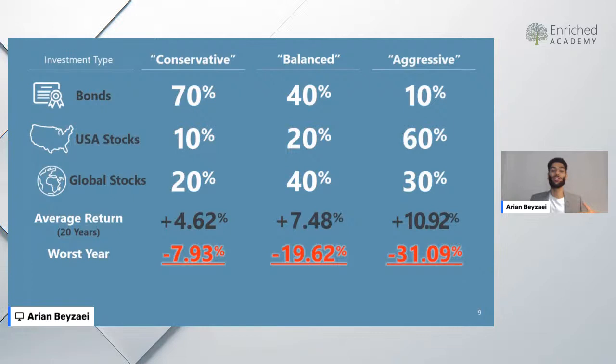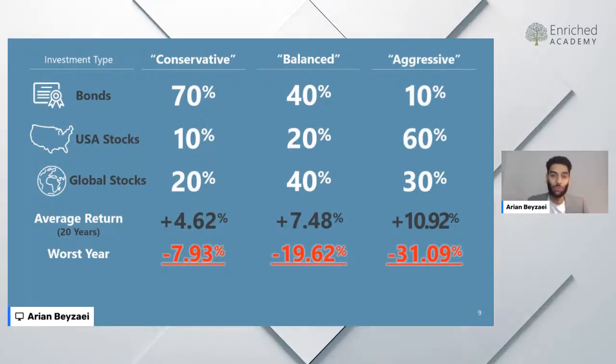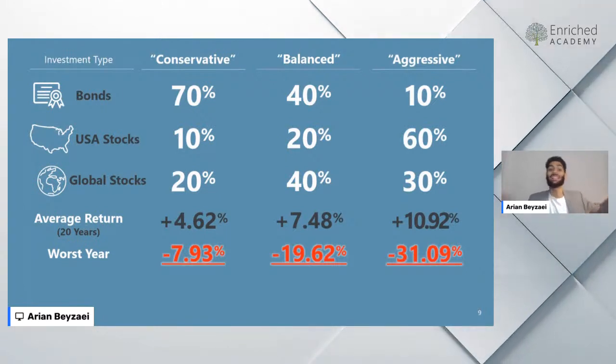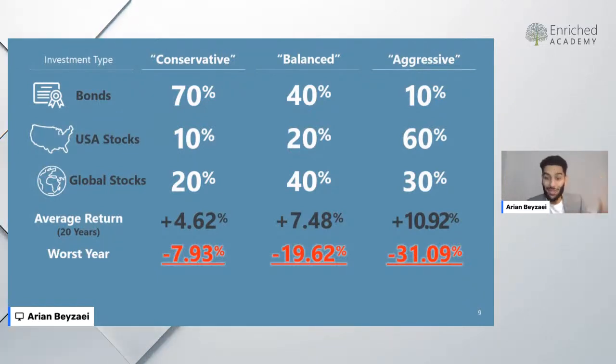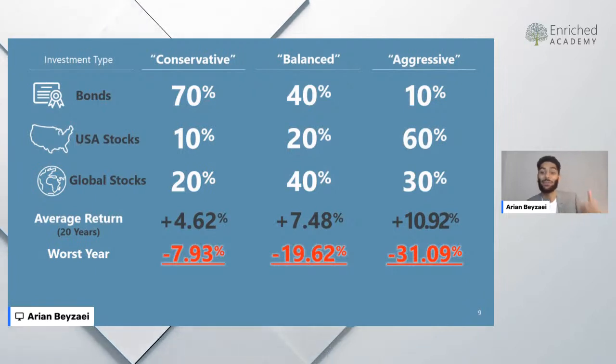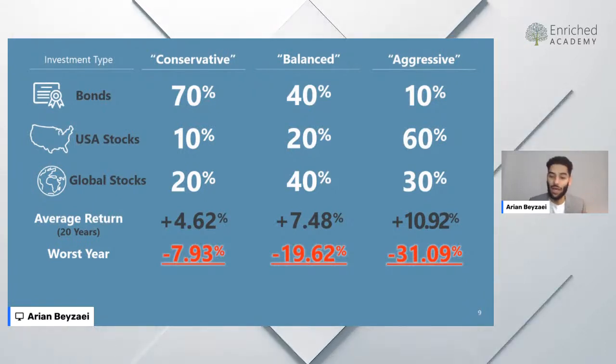This is someone that maybe is more risk tolerant. You could take on a lot more risk. You're a little bit younger. You're going to put less of your money in bonds, more of your money in US stocks, global stocks. You would have averaged about an 11% return and would have lost 31% if you sold in 2008.